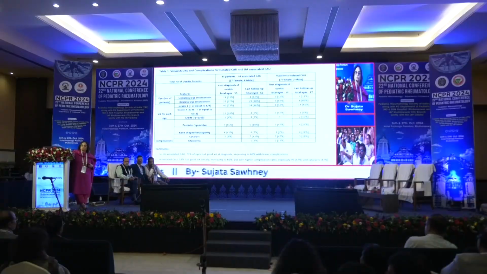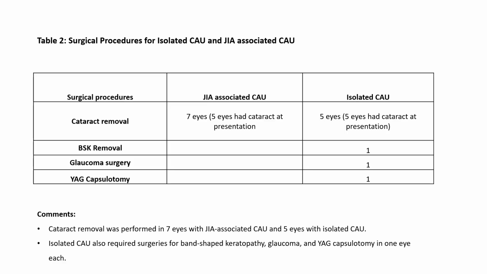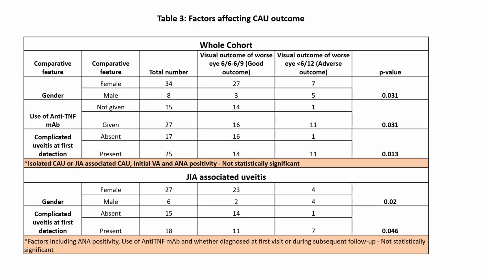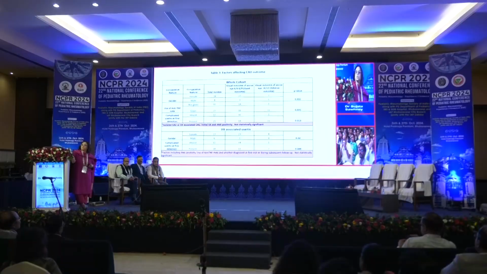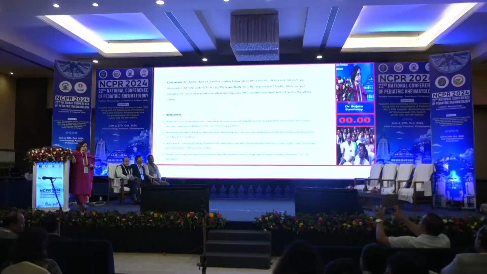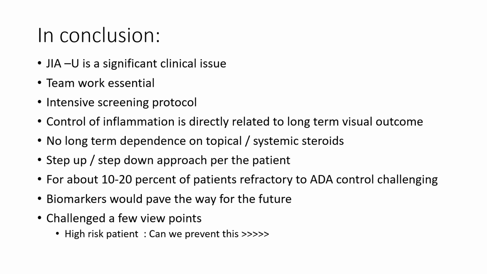Outcomes are somewhat worse in the child without arthritis as compared to the chronic anterior uveitis. And when we look at the factors affecting uveitis in a multivariate analysis, male sex and complicated disease throughout the cohort and for the JIA uveitis had a worse visual outcome as compared to the females who had no complicated disease. So to conclude, juvenile idiopathic arthritis uveitis is a significant clinical burden.